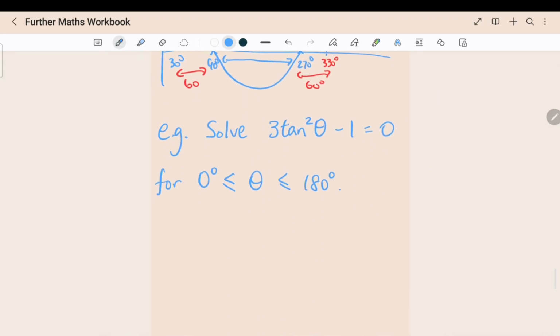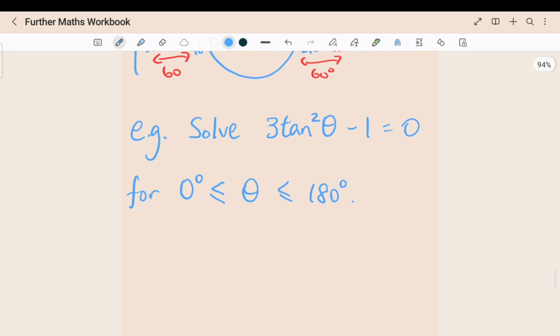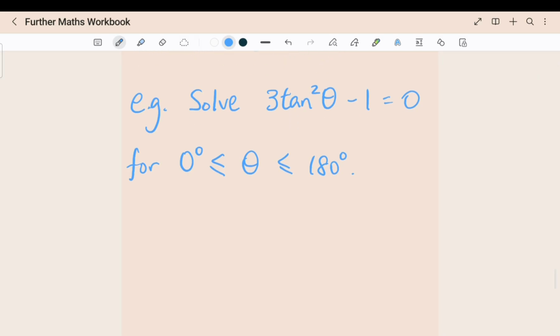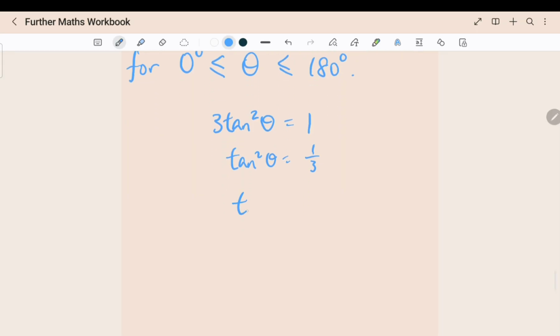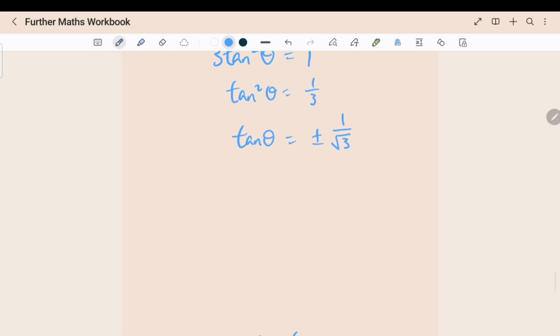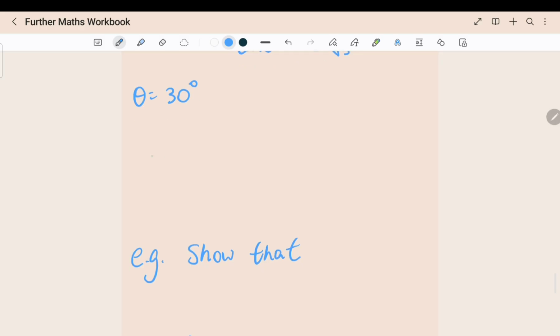Brilliant. Then we are solving more equations. Solve 3 tan squared theta minus 1 equals 0. Brilliant. So first what I'm going to do is add 1 on both sides to get this. I'm going to divide by 3 to get this. And then square root both sides to get plus or minus, do not forget that, 1 over root 3. So to solve for this, well, first of all, I know tan of 30 equals 1 over root 3. So theta equals 30 degrees must be a solution.